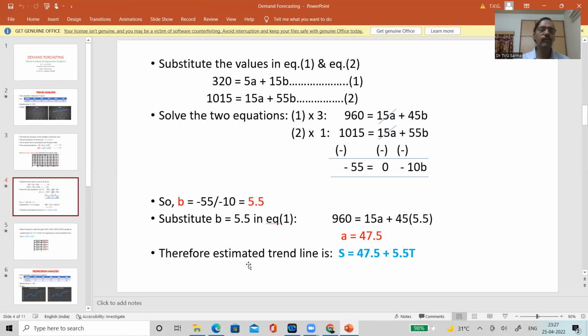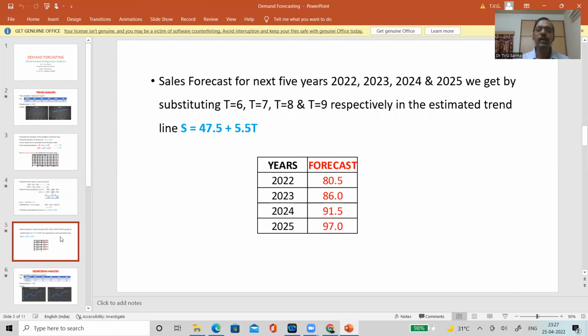Now, if I want to get the sales forecast for the next years, 22, 23, 24, and 25, the next 4 years, it simply means that you are substituting T is equal to 6, T is equal to 7, T is equal to 8 and 9 respectively in the estimated trend line.